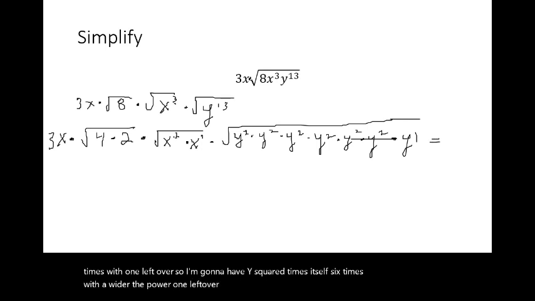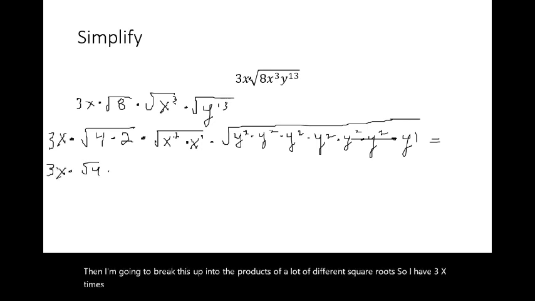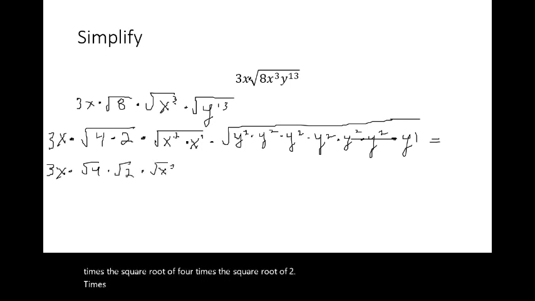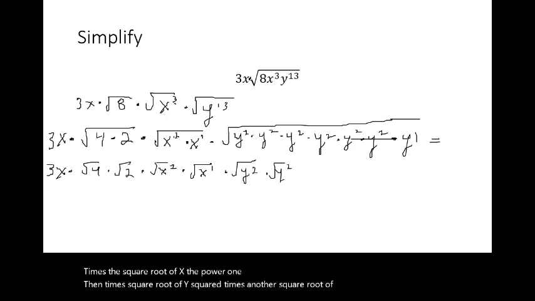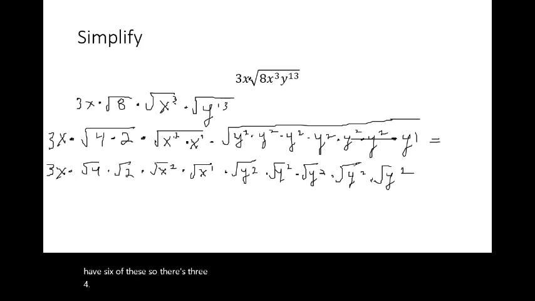Then I'm going to break this up into the products of a lot of different square roots. So I have 3x times the square root of 4 times the square root of 2 times the square root of x squared times the square root of x to the power 1. Then times square root of y squared times another square root of y squared. We're going to have 6 of these, so there's 3, 4, 5, and 6. And then we're going to have a square root of y to the power 1.